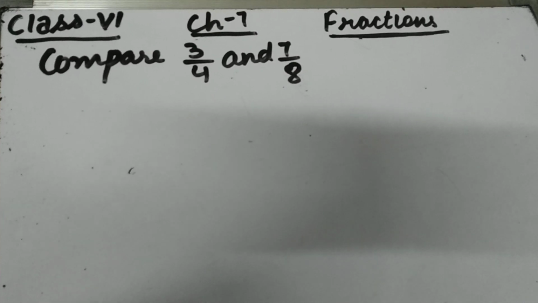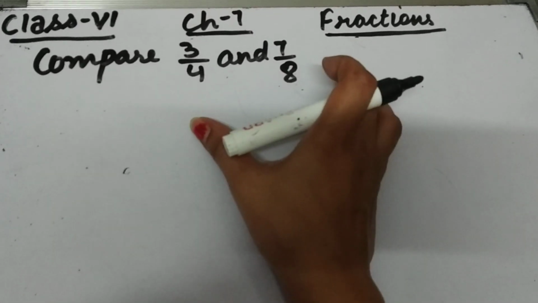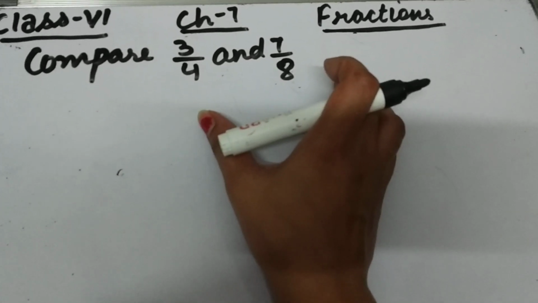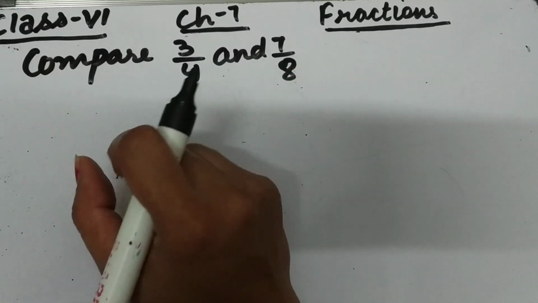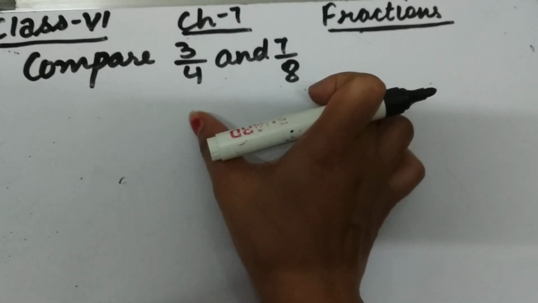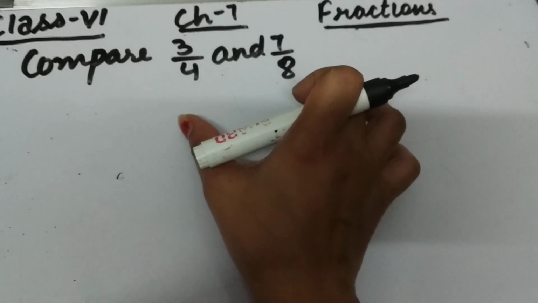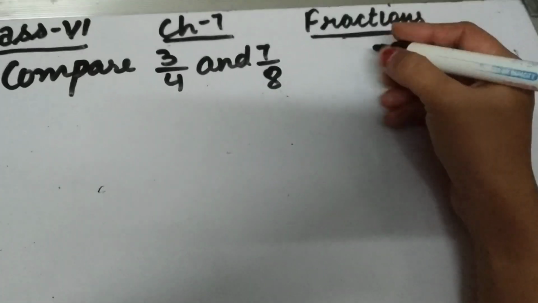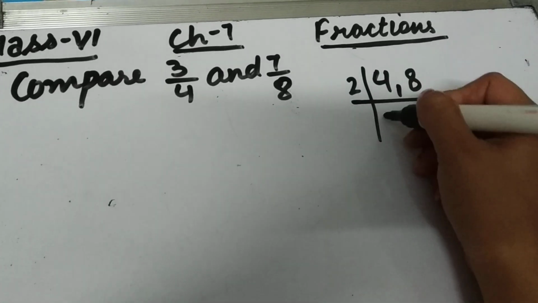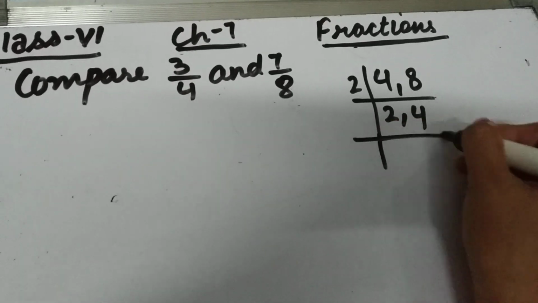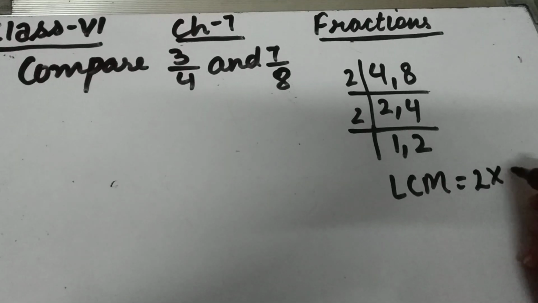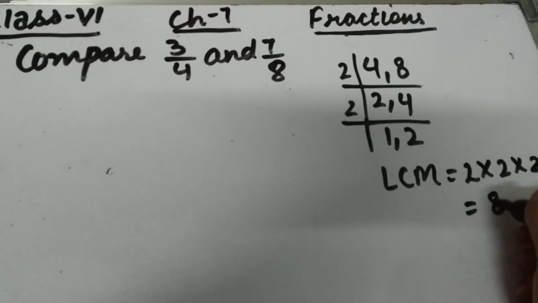Let's take one more example. Suppose we have to compare 3 upon 4 and 7 upon 8. Both these fractions are unlike fractions because the denominators are different. Now we will make them like fractions by making the denominators same. And for that we will take the LCM of the denominators. LCM of 4 and 8: 2 2s are 4, 2 4s are 8, 2 1s are 2, 2 2s are 4. So LCM will be 2 multiplied by 2 multiplied by 2, which is 8.